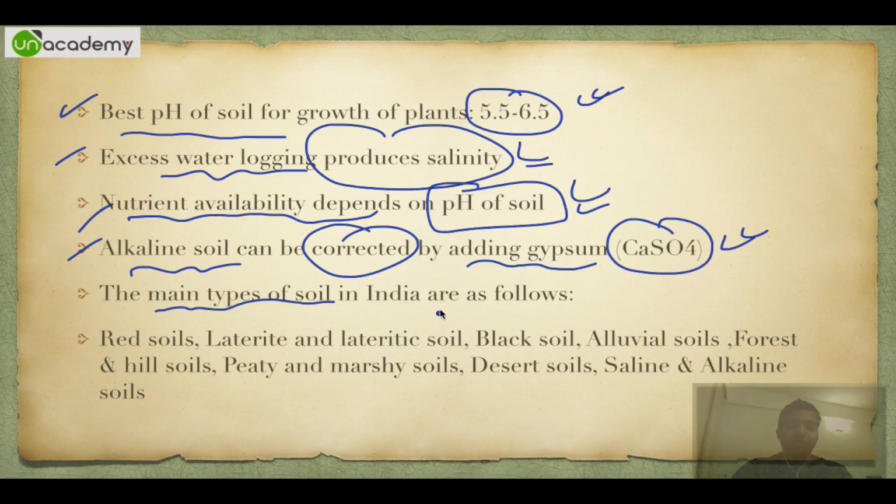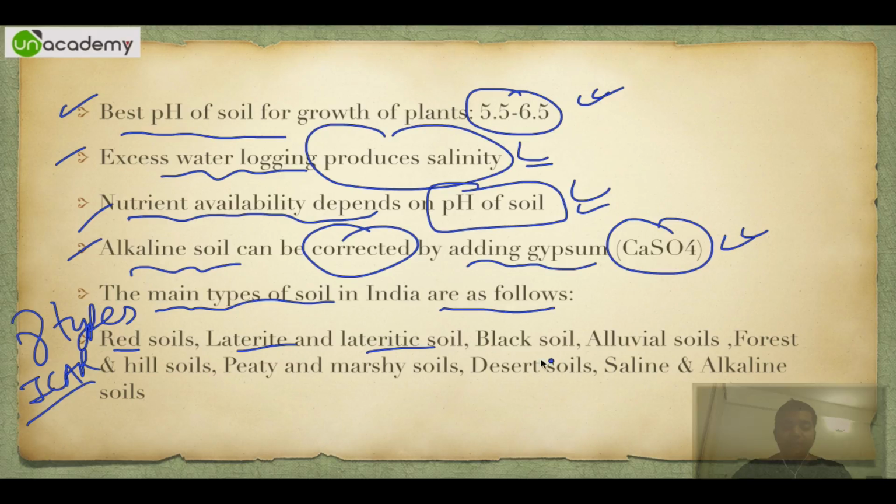The main types of soil in India are these 8 types of soil recognized by the Indian Council of Agriculture Research, ICAR. Red soil, laterite and lateritic soil, black soil, alluvial soil, forest and hill soils, peaty and marshy soils, desert soils, saline and alkaline soils.